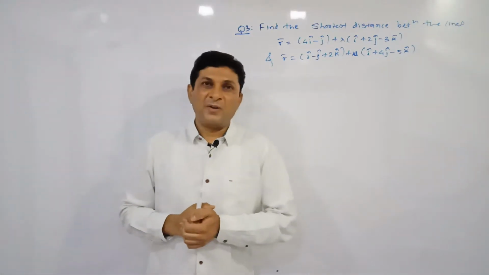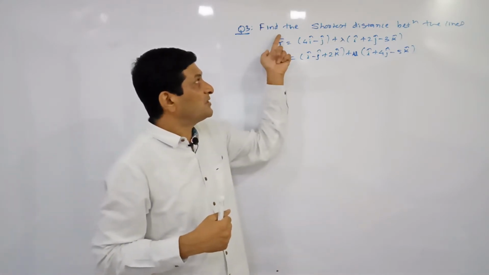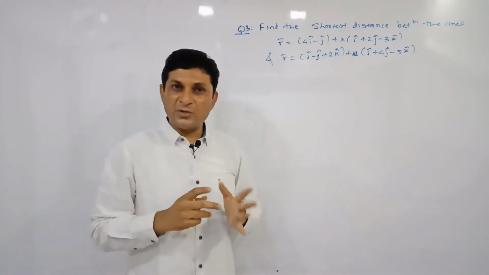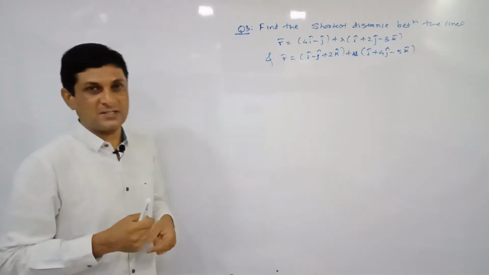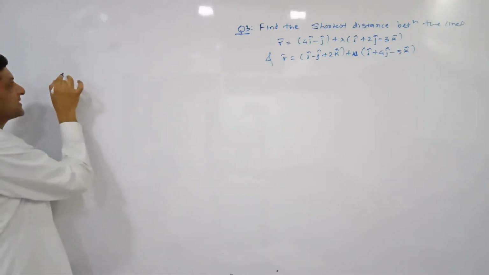So now we are solving question number 3. In this question, we have to find out the shortest distance between these two lines. Now equation of two lines are given to us and we have one formula to find out shortest distance between two lines. Observe what is the formula to find out shortest distance.